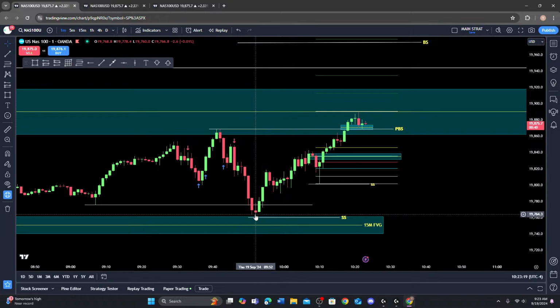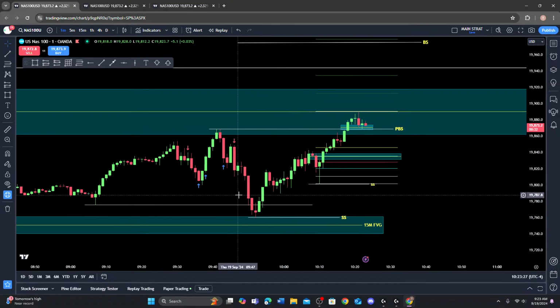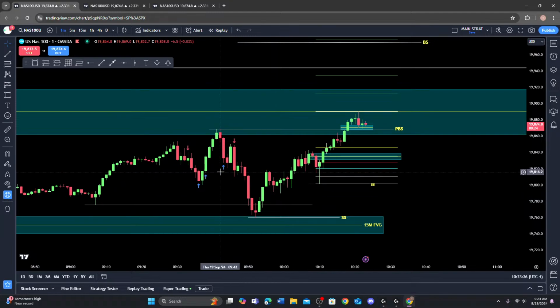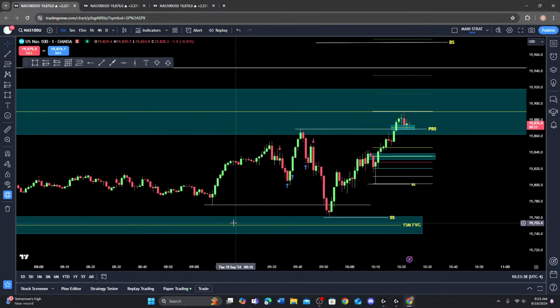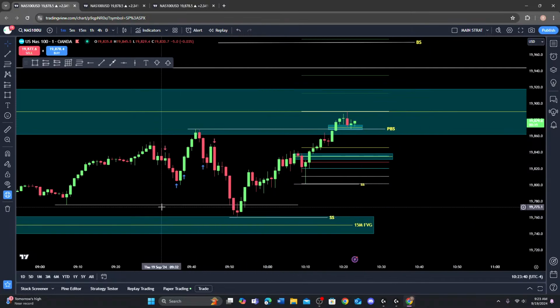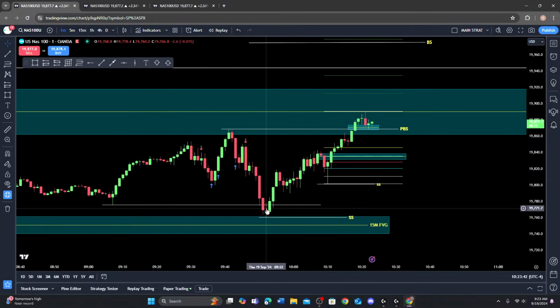This was the 9:50 to 10:10 macro. That was reversing to the 9:30 macro, or the 9:30 time we took out sell side. After taking sell side at 9:50, we reversed it higher to take out buy side.